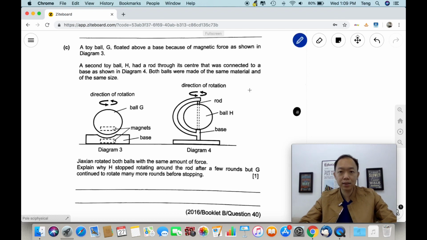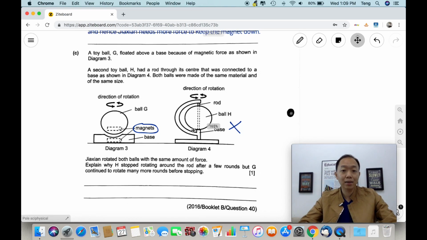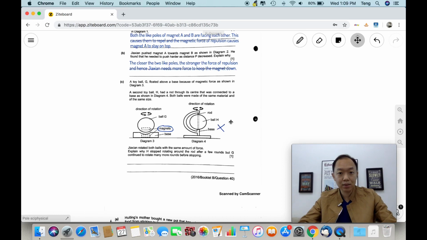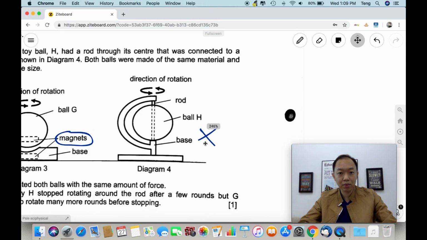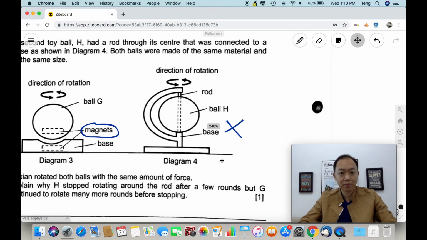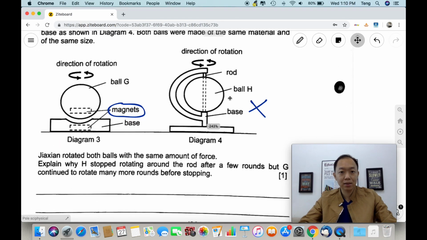Okay, so the difference is this. Can you see? There's magnets here, and then there's no magnets for the one on the right. So offhand, what's the first thing that comes to your mind? Why does this thing stop here? The first thing that comes to my mind, of course, is friction. It's got to do with friction.